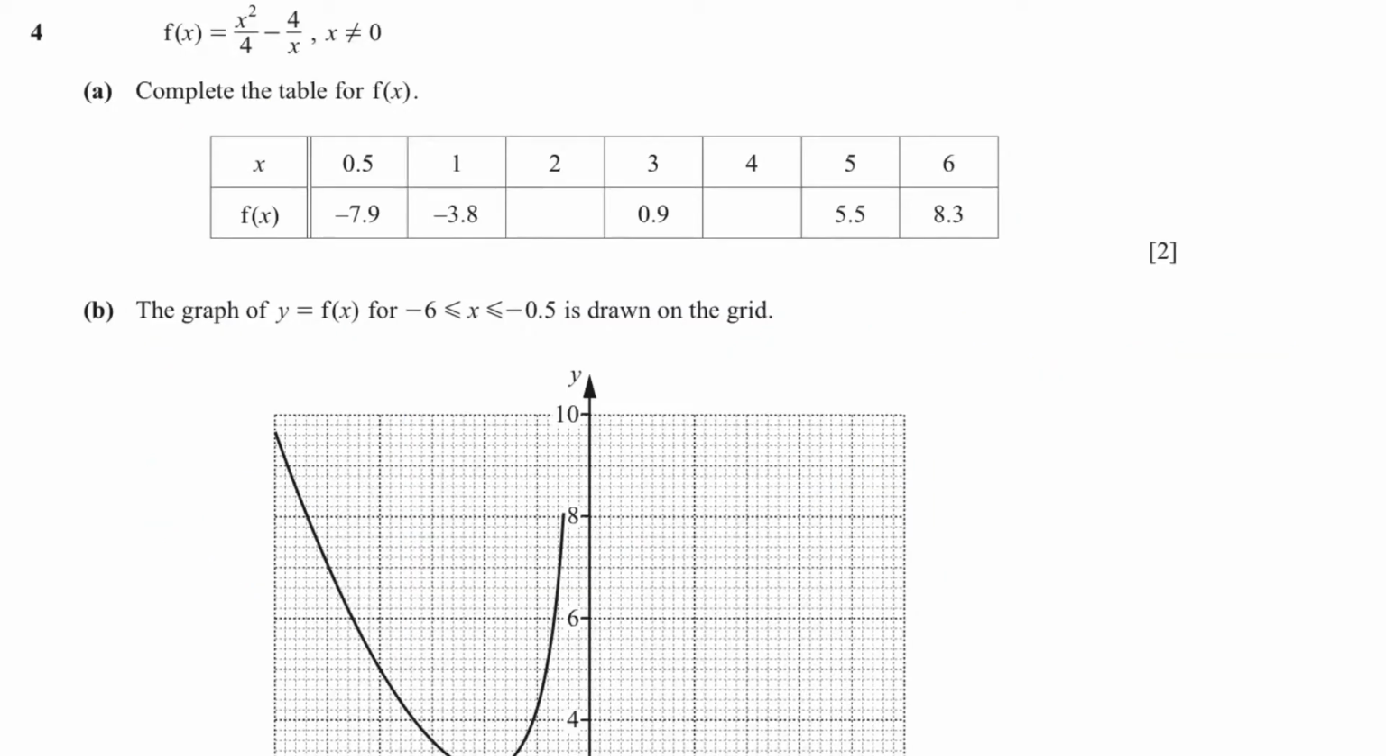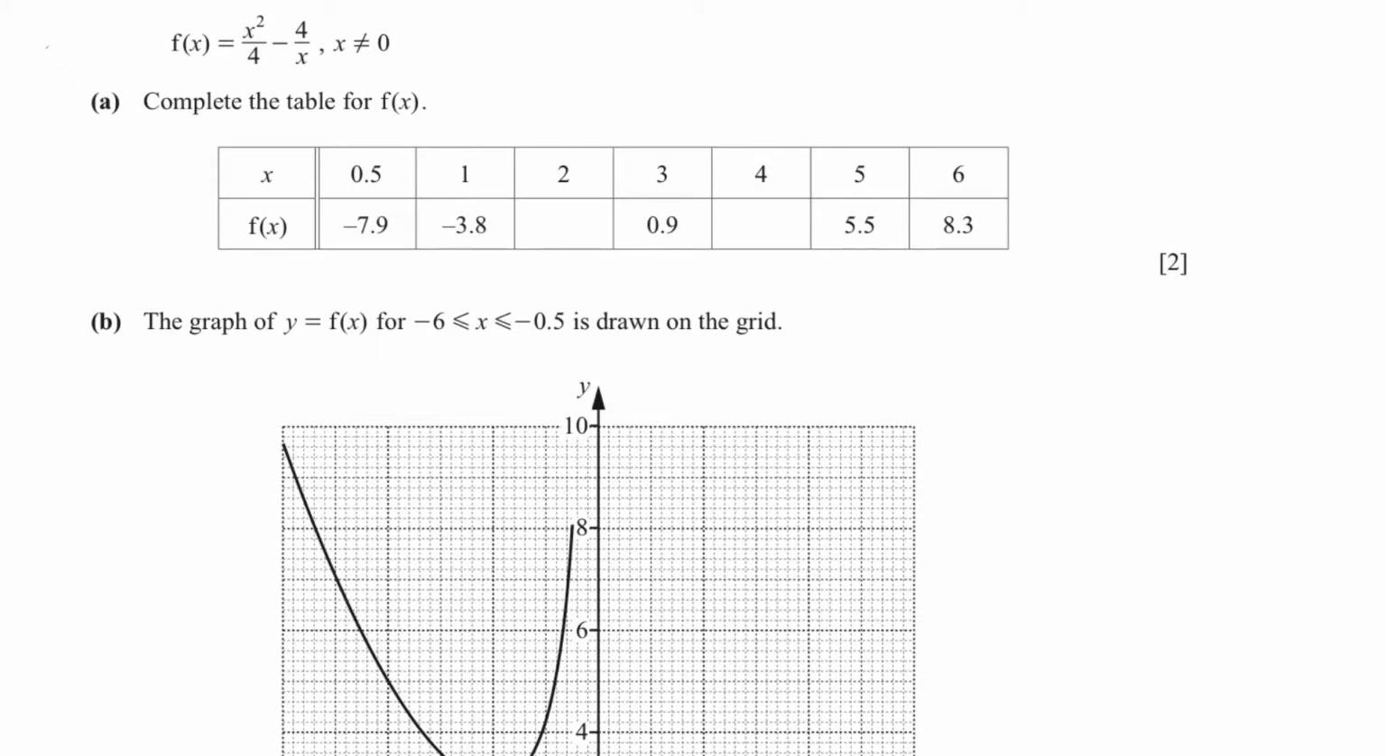Question 4. We have been given an equation, and part A, complete the table for f of x. Only 2 values we need to find, and it's a 2-mark, very easy question. Just replace the x with 2 and x with 4. When you do, you will get -1 and 3.